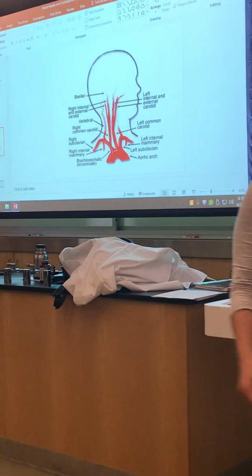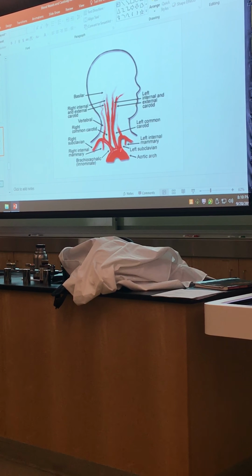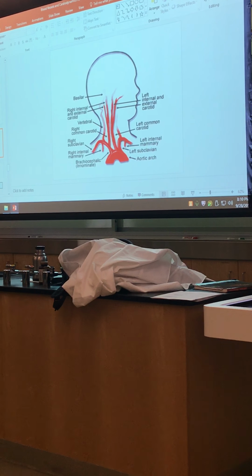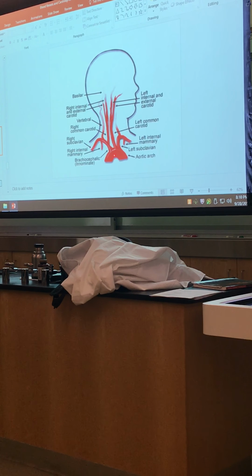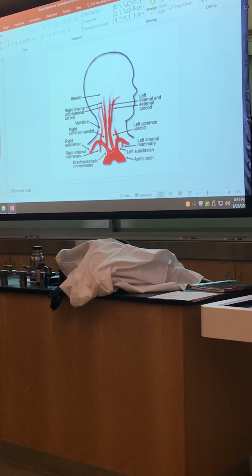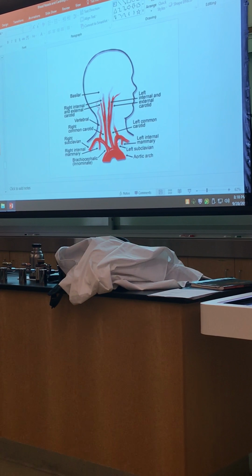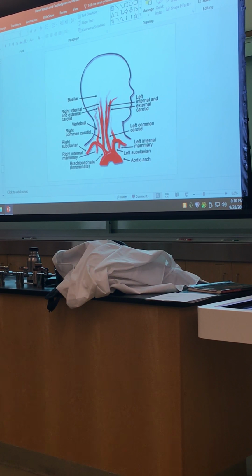What is that you're giving us? BCS? BCS, that's in order who comes off of the aortic arch. Okay, B, brachiocephalic artery, C, the left common carotid, S, the left subclavian. If you look at it from this view, it's, thank you.